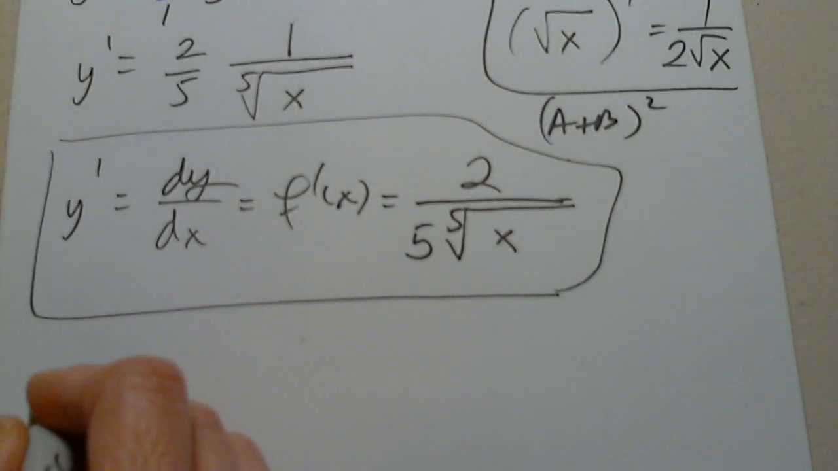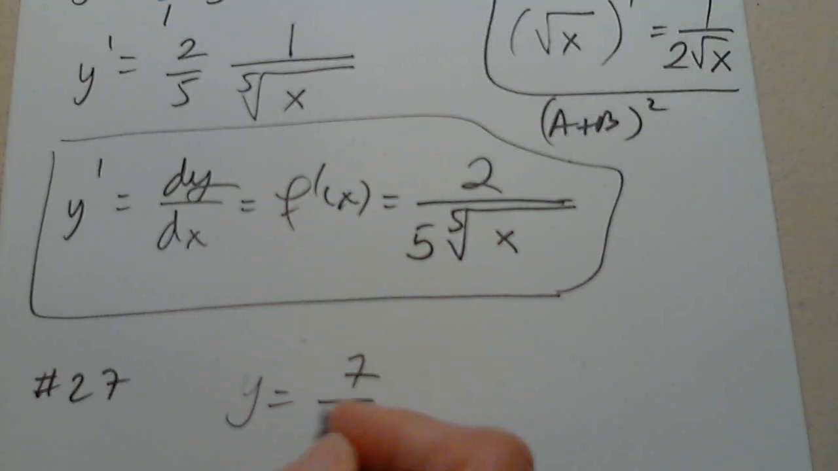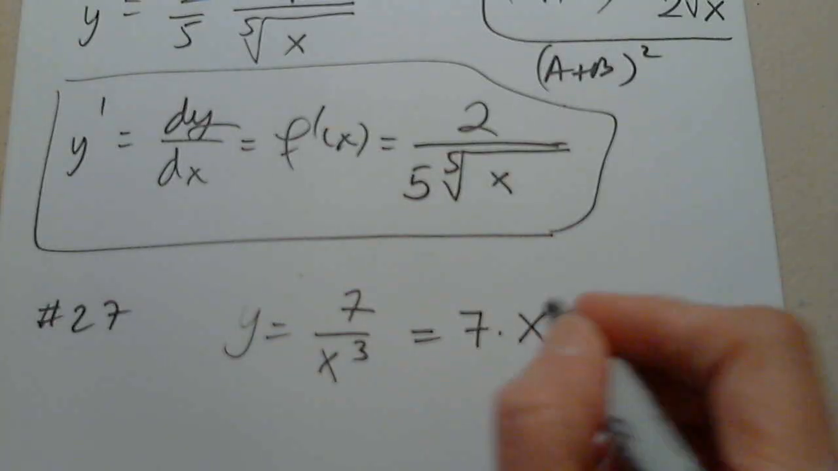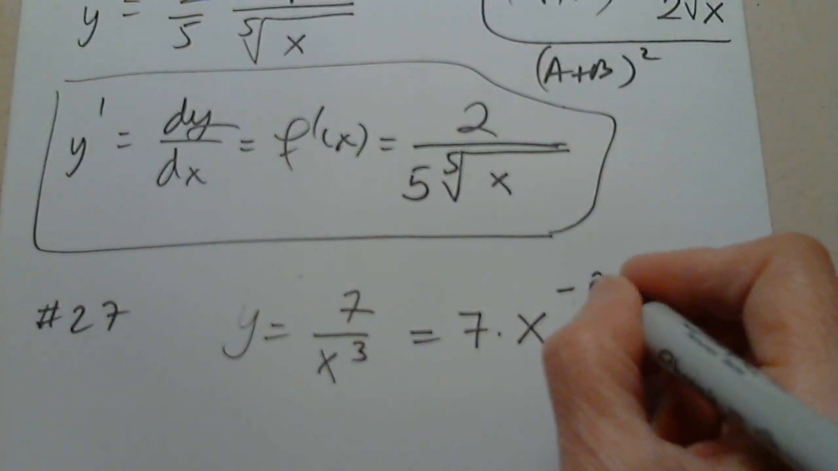Okay, and I also want to look at 27. Here's why. 27 has y equals 7 over x cubed. I have to change it into 7 times x to which power? That's why we reviewed the power or exponential rules. So 7 over x cubed is identical with 7 times x to which power? Very important rule. 1/3. -3.